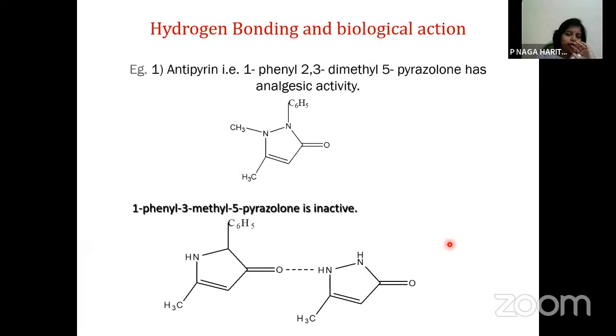So how hydrogen bonding is going to affect the biological action depends upon the type of the bond that has been formed; the biological action changes. Here antipyrin is generally 1-phenyl 2,3-dimethyl 5-pyrazolone. And when this particular hydrogen bond has been formed, it forms 1-phenyl 3-methyl 5-pyrazolone. The first compound has analgesic activity, whereas the compound formed here is inactive. It does not have any analgesic activity.